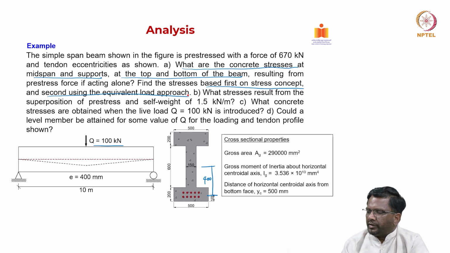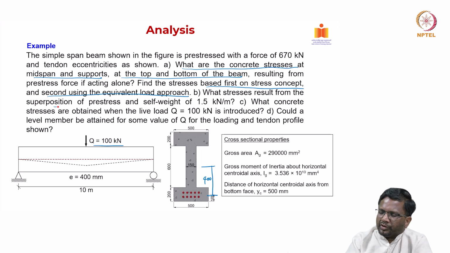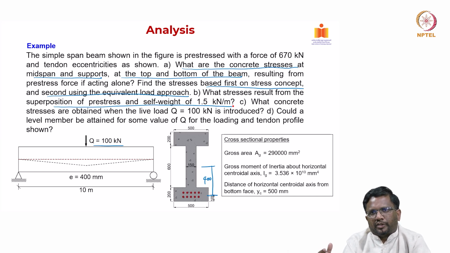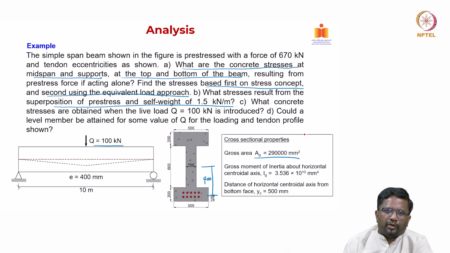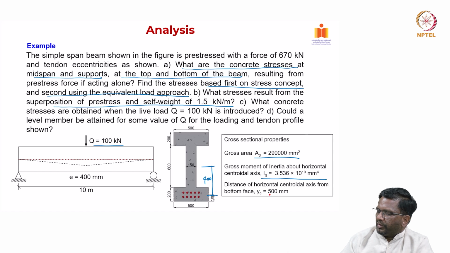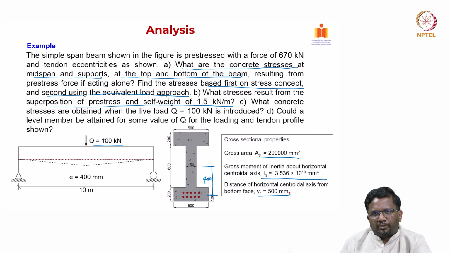And question B is what stresses result from superposition of pre-stress and self weight of 1.5 kilonewton per meter. So, now we are also adding a self weight of 1.5 kilonewton per meter. They have already calculated the self weight, that is nothing but cross section area multiplied by the unit weight, which will give me the self weight per unit length, right. The area is given to you and you can assume the unit weight. So, that worked out to be 1.5 kilonewton per meter, okay. And the moment of inertia of the section is also calculated, it is a symmetrical cross section with distance of top fibers 500 millimeter, right.